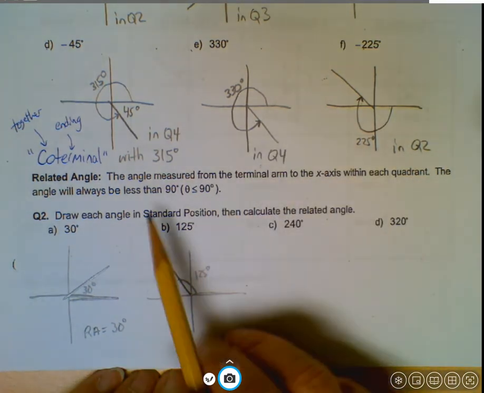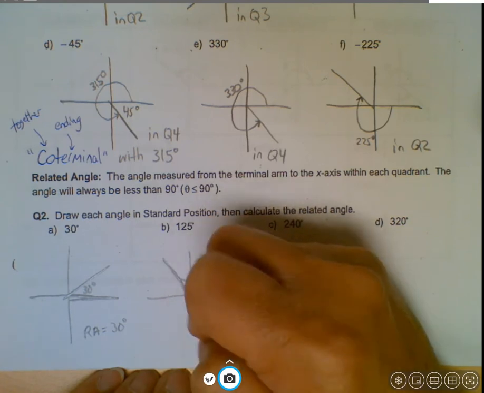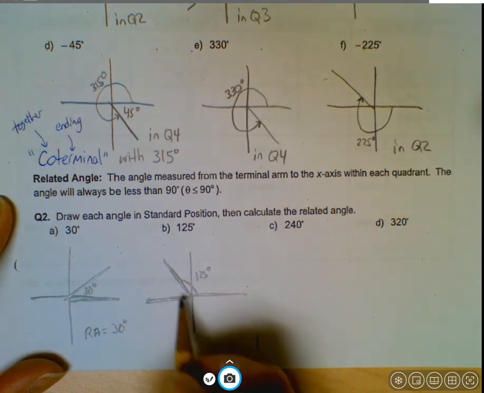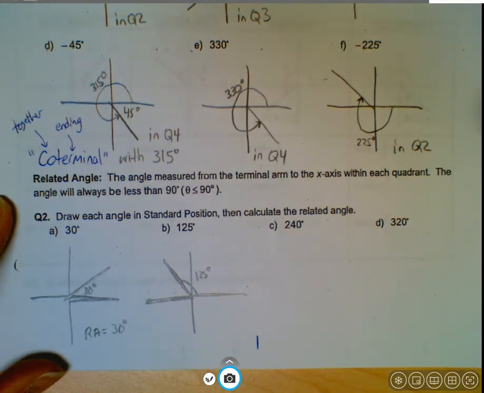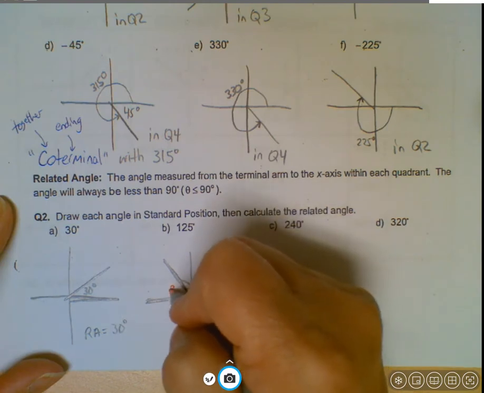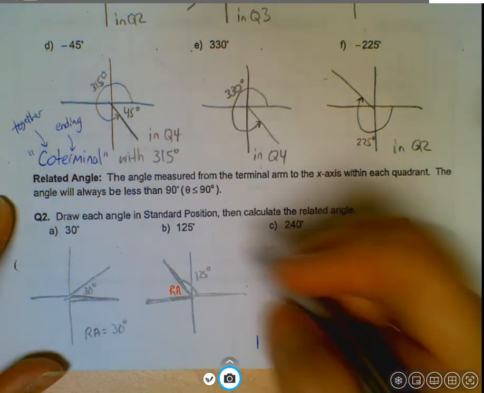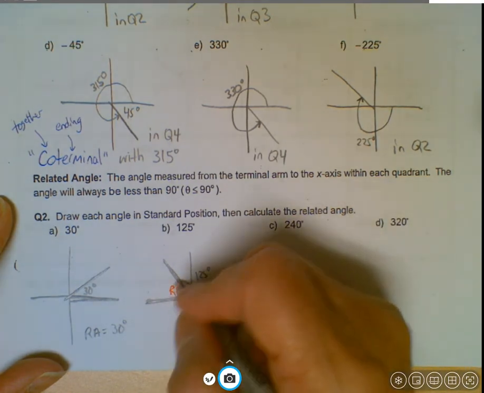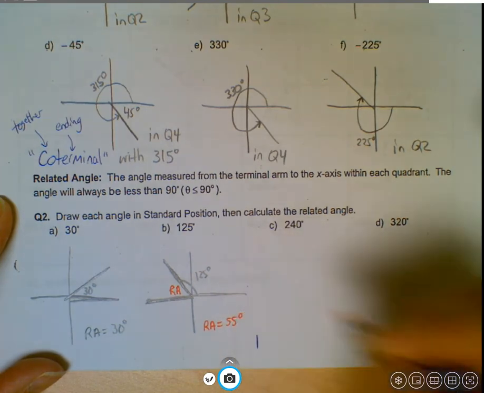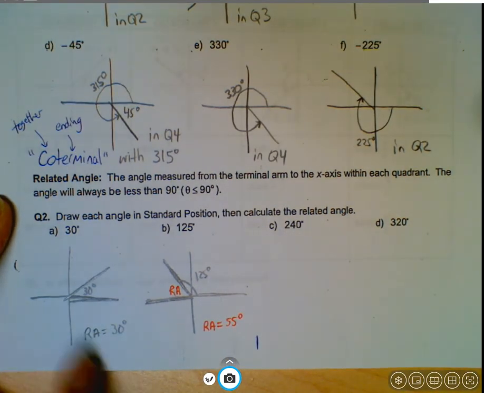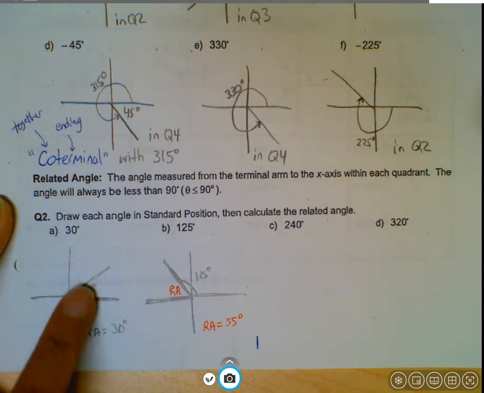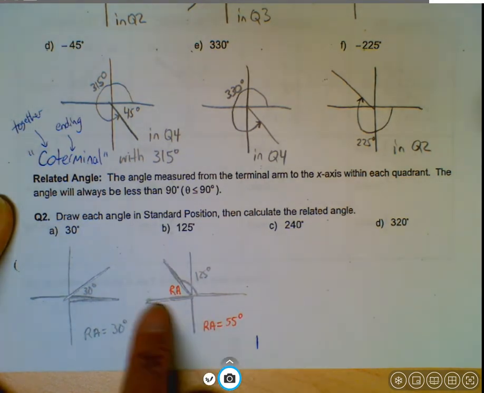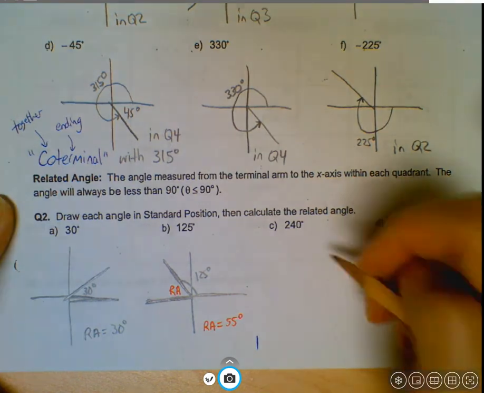Okay. The related angle is measured from the terminal arm to the x-axis in that quadrant. This here is the related angle. In here is the related angle. So the related angle is 180 minus 125, it's whatever's here, 55 degrees. All right, so in quadrant 1, the related angle is always the same as your angle, but in the other quadrants, it's going to be from where the terminal arm is until the x-axis, wherever this angle happens to be.